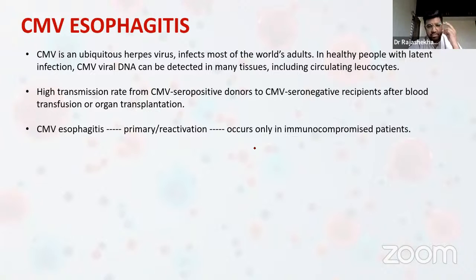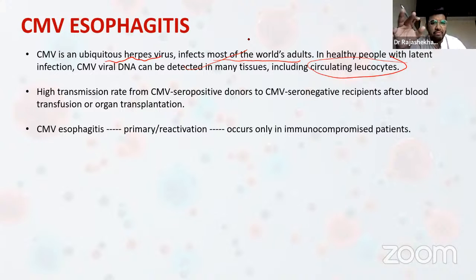And this is another herpes class virus responsible for causing esophagitis, the CMV, which is a ubiquitous herpes virus. We know many of us may have CMV antibodies in us. It infects almost all the world's adults, but in healthy people, it remains as a latent infection. The viral DNA can be detected in many tissues, including the circulating leukocytes. But this does not cause infection in a healthy adult. So for cytomegalovirus to cause an infection, the immunity has to go very, very down.